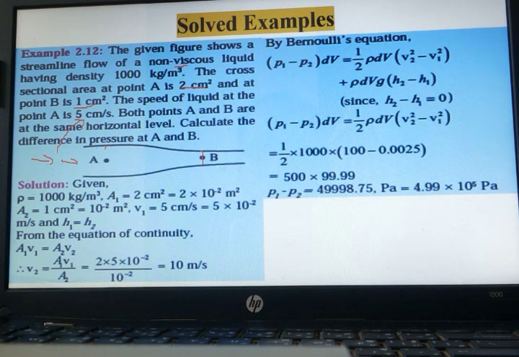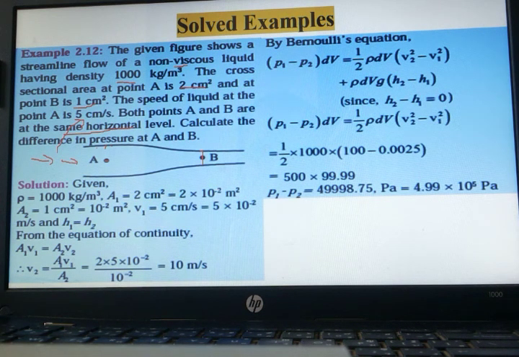Both A and B are at the same horizontal level, you can see that. So we have to calculate the pressure difference at A and B. First of all, the density of the liquid has been given, that is 1000. Area A1 has been given, that is 2 centimeter square.